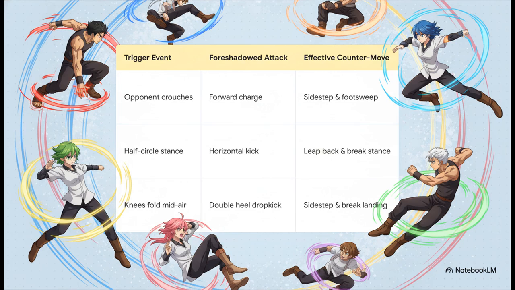You see your opponent crouch down, focusing energy into their toes? That's the trigger for a forward charge. The counter? You sidestep and sweep their leg. They shift into that half-circle stance, that's telegraphing a horizontal kick. So you leap back to dodge, then immediately step in to break their stance. If you master this, you're never just reacting. You're always one step ahead.